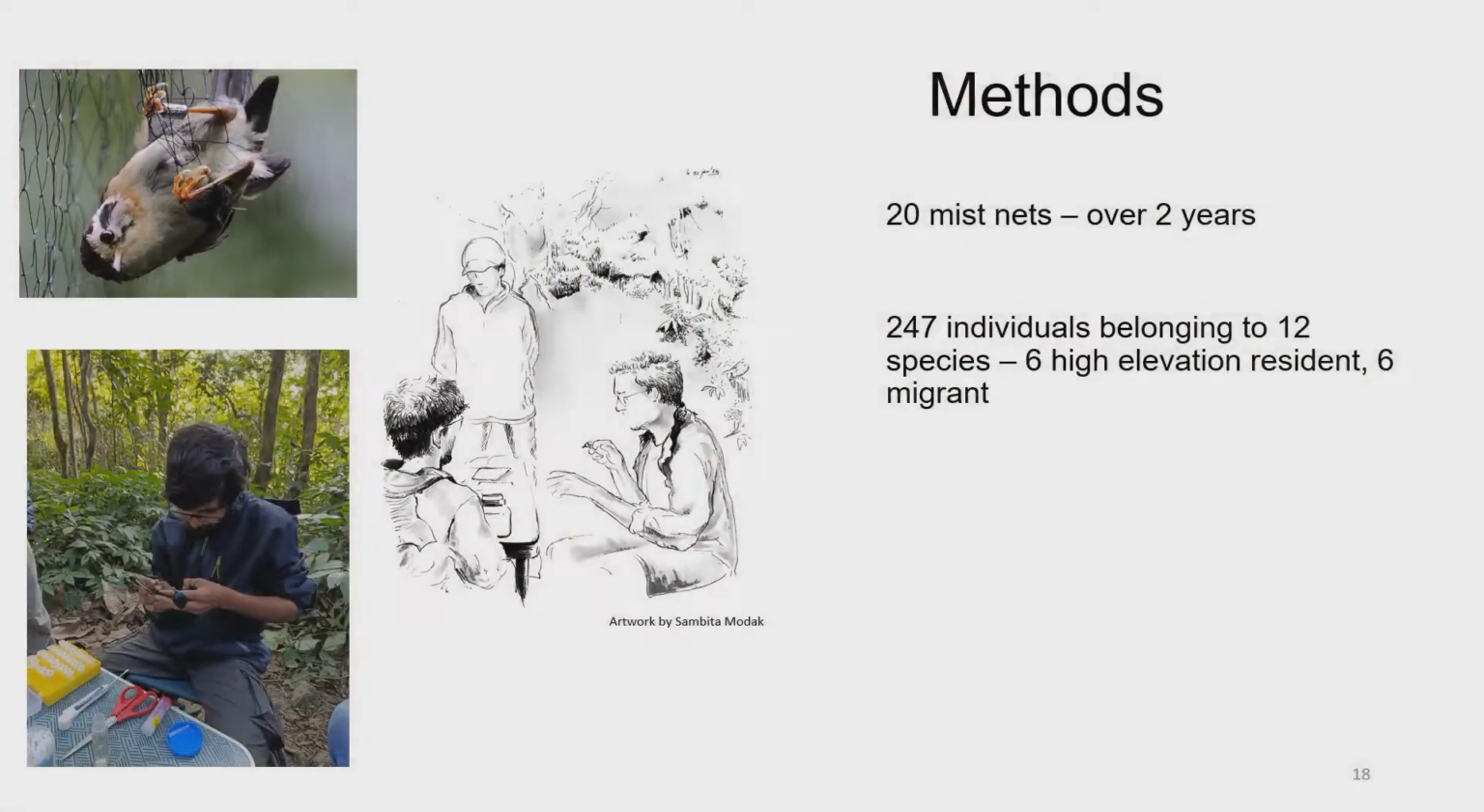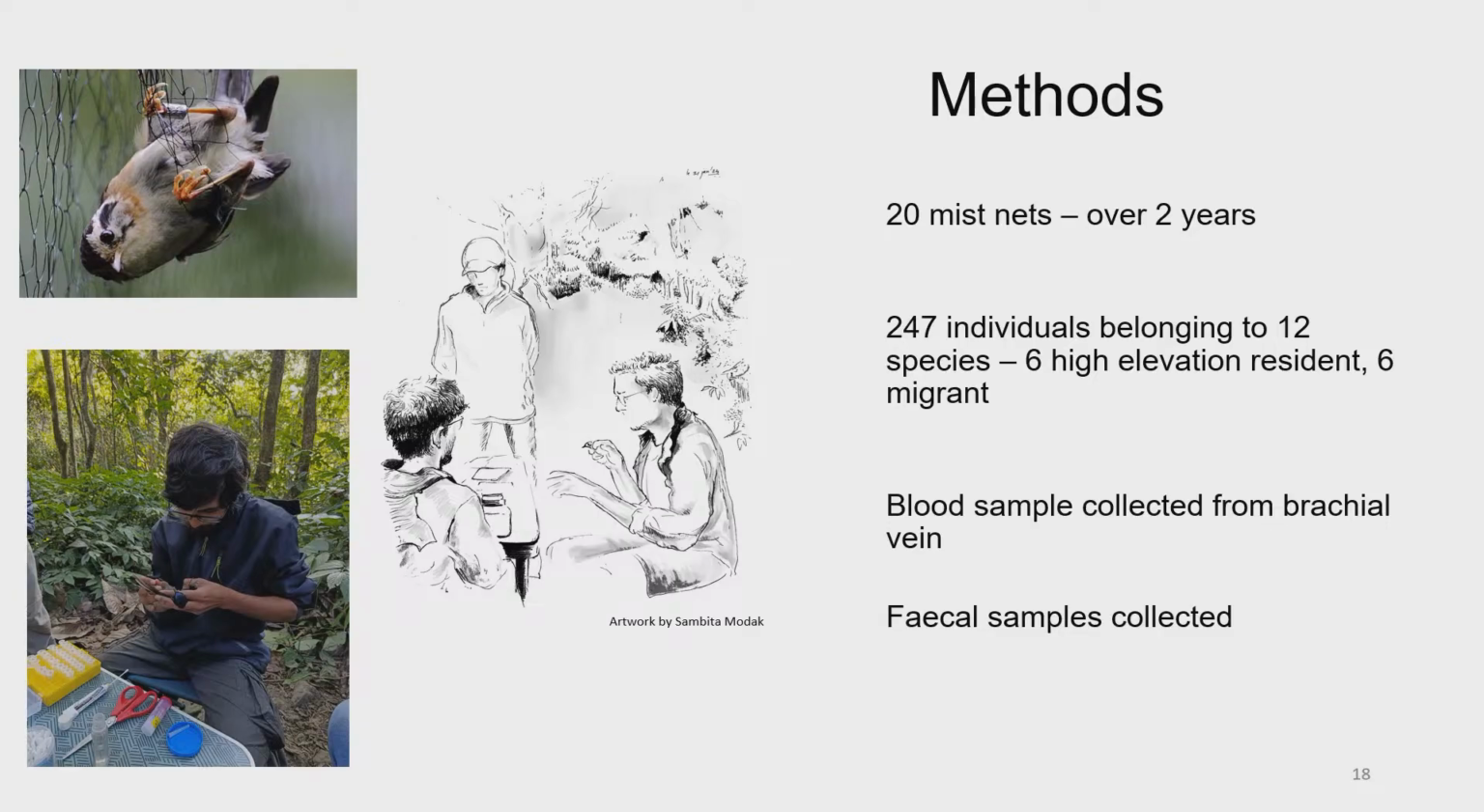So coming to my methods, over 2 years, I had set up 20 mist nets at each of those 7 sites across the elevation gradient, and I caught 250 species. I focused on 12 species. 6 of them were high elevation residents, 6 of them were migrants, and I collected 2 things from these birds. One was blood samples from their brachial vein, and I also collected fecal samples. Now what I did with those samples, let me tell you in the next few slides.